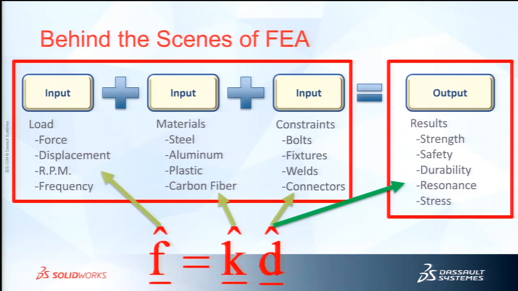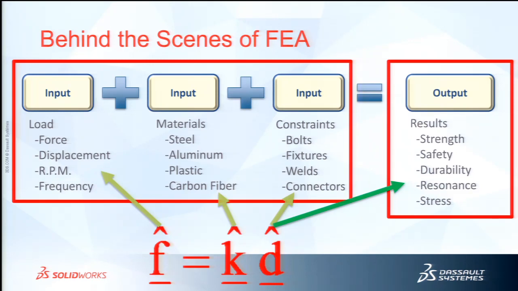So the F equals KD, that's the 3 things, but there's 4 boxes. 3 inputs, 1 output. You have the F, which is your loadings. Your K is defined by the materials. And then you also have this thing here, D.